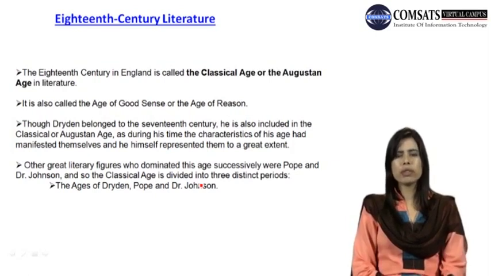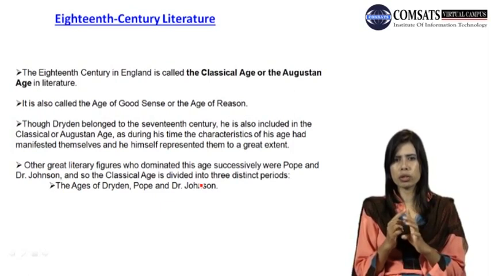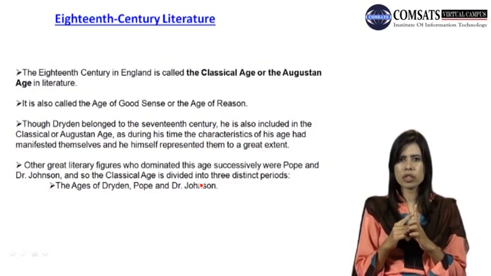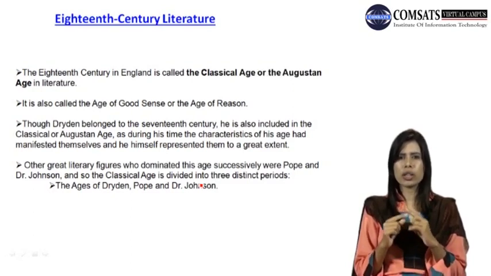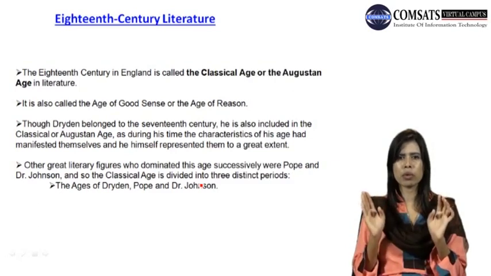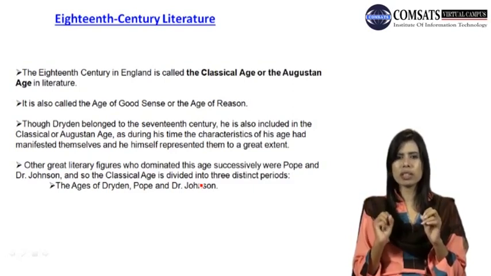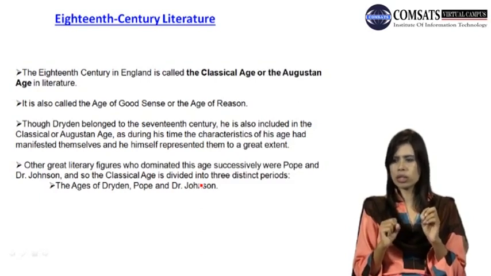18th century literature. Previously, when we were talking about 17th century literature, two periods were very important, the Puritan Age and the Restoration period. Now, when we talk about the 18th century literature, that is called the Classical Age or the Augustan Age in literature.